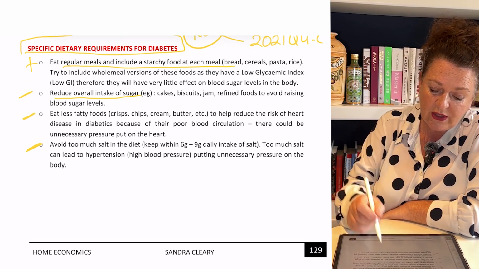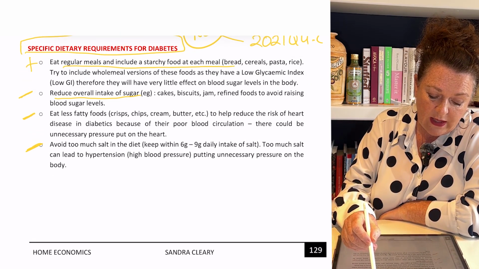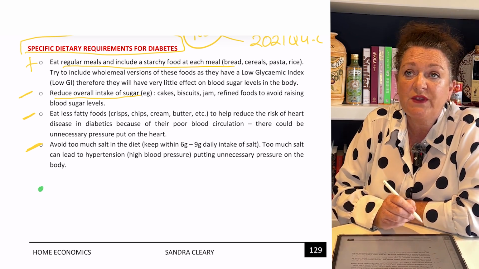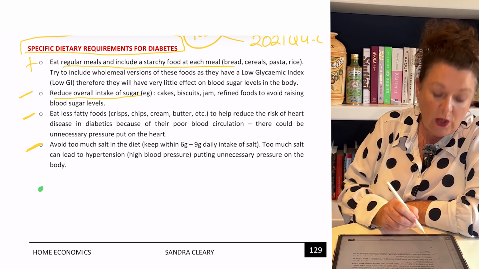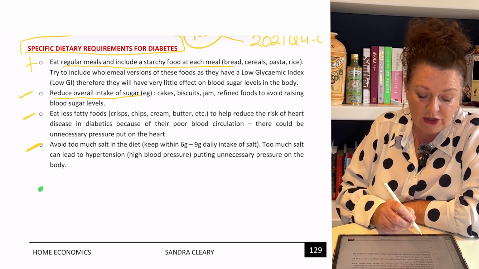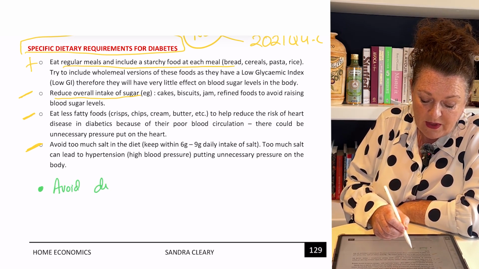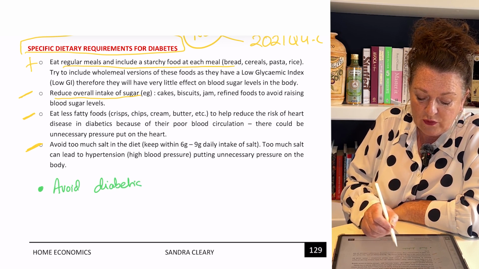Now we're going to mention one other one here. 5 will be more than adequate. And that is, when you say to students, what do you think? And they would say, oh, have diabetic jam and diabetic sugar. No, no, no. So avoid diabetic foods.